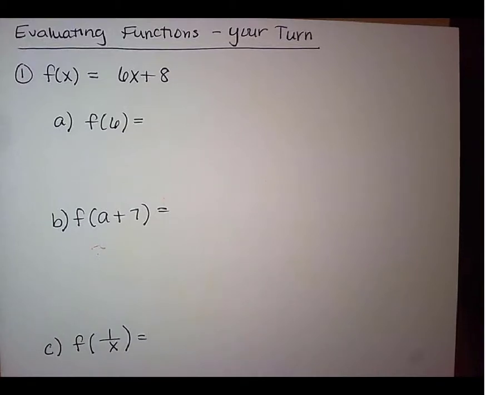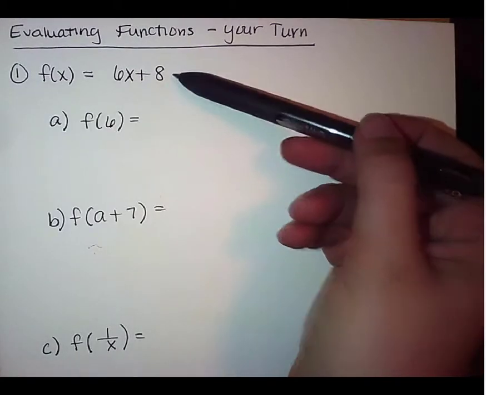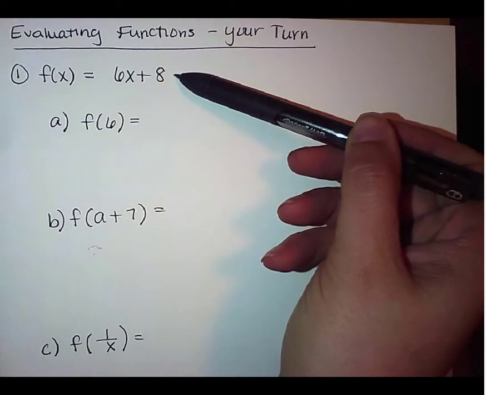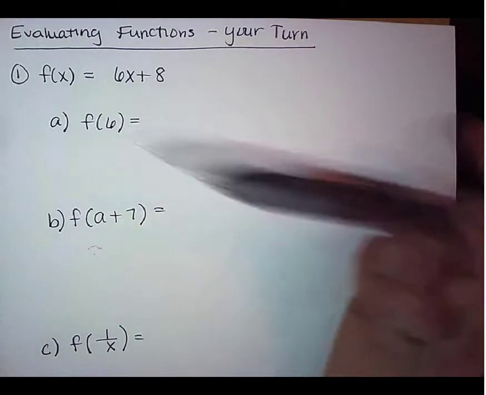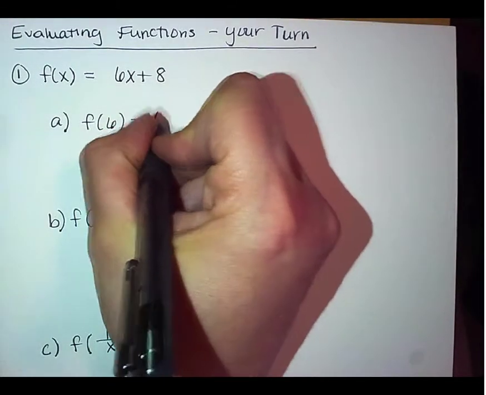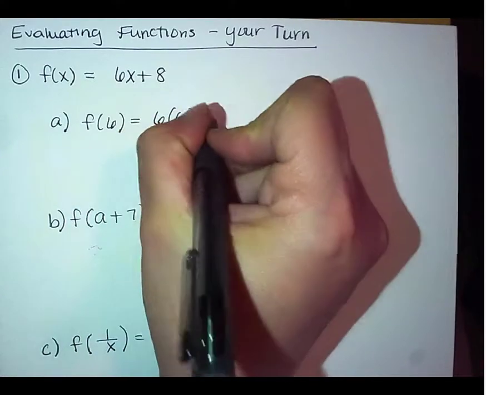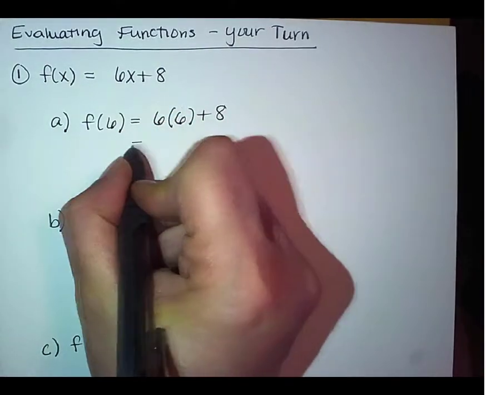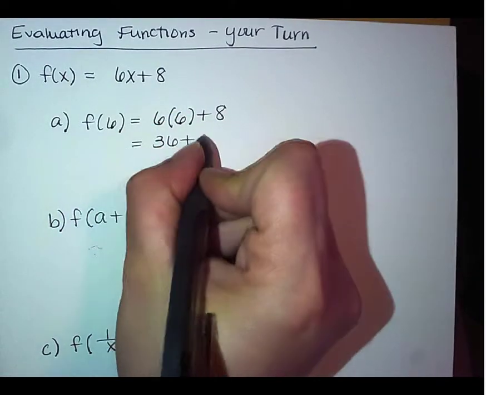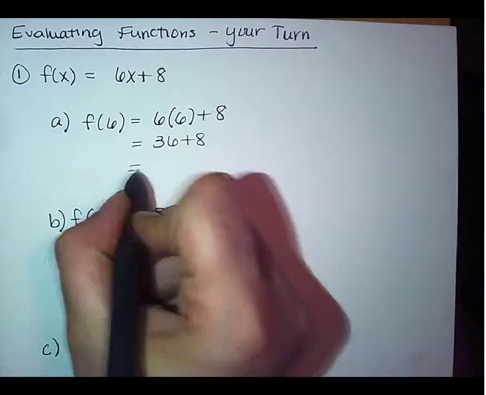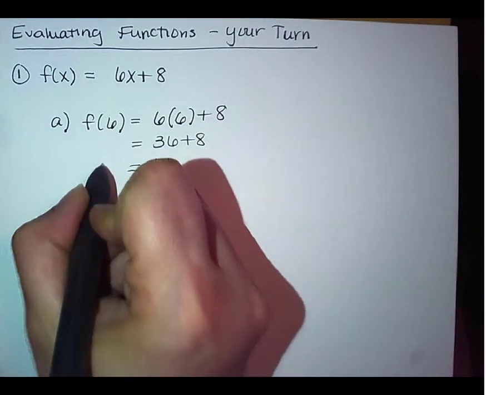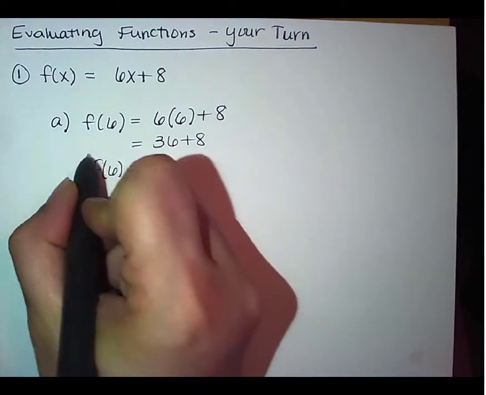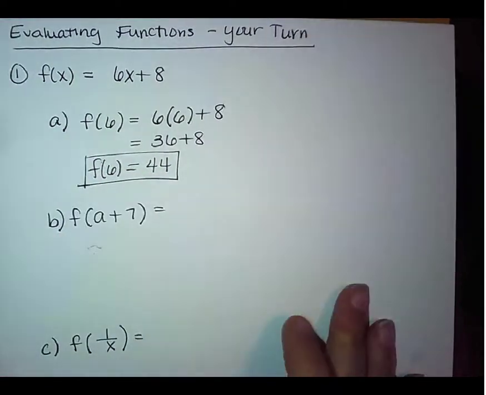Okay, so these are the your turns, so they're very similar to the ones we just worked for the examples. We're going to start off here with our f of x being equal to 6x plus 8. We want to find f at 6, so again, everywhere I see an x, I'm going to place a 6. So that's going to end up being 36 plus 8. 36 plus 8 is going to give me 44. So f at 6 is equal to 44.